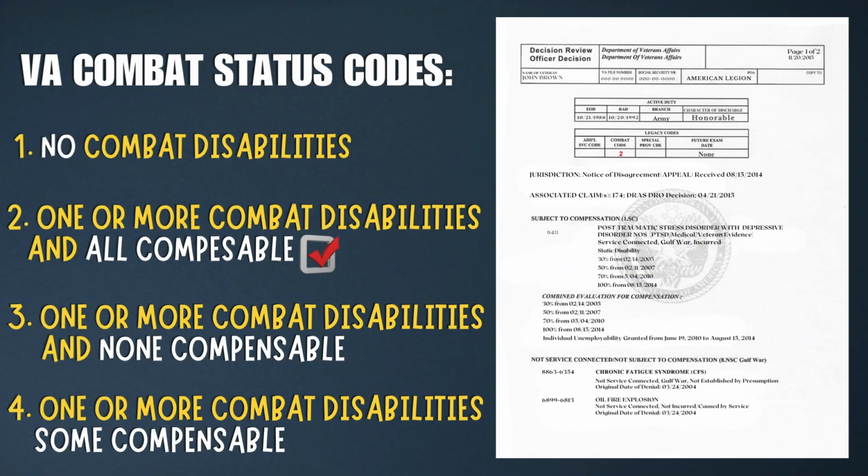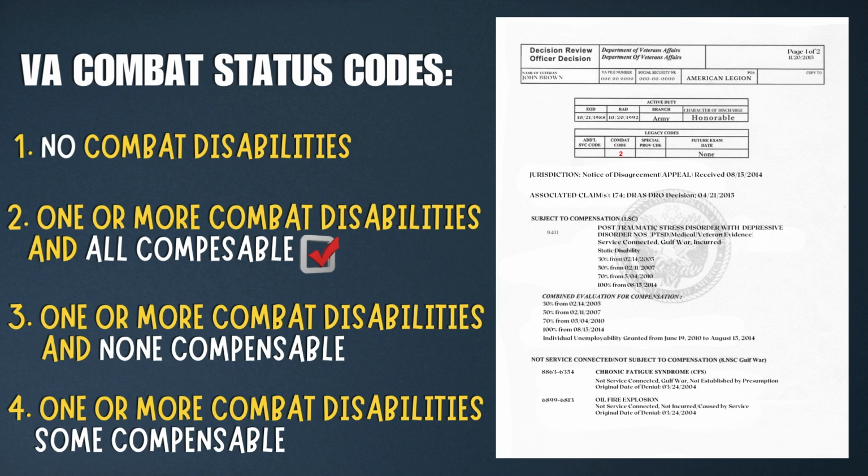Now that we have an updated copy of Mr. Brown's rating code sheet, let's discuss the 4 codes that reveal a veteran's combat status. Code 1 are for veterans that have no combat disabilities. Code 2 are for veterans with 1 or more combat disabilities, and all are compensatable. If you look to the right on Mr. Brown's ratings code sheet, you will notice that the number 2 is highlighted. This means that Mr. Brown has at least 1 combat disability, and he can get compensated for it also.